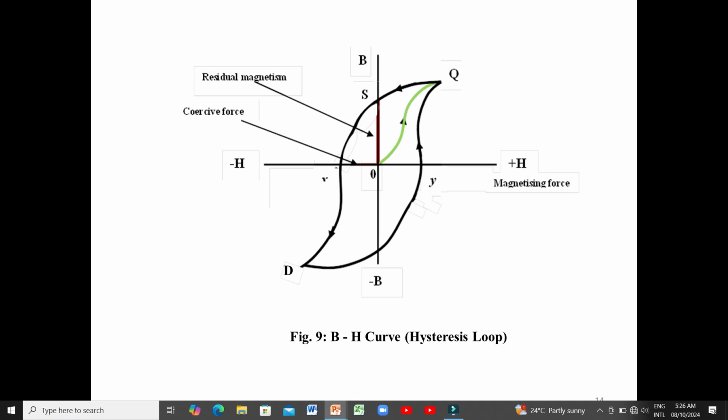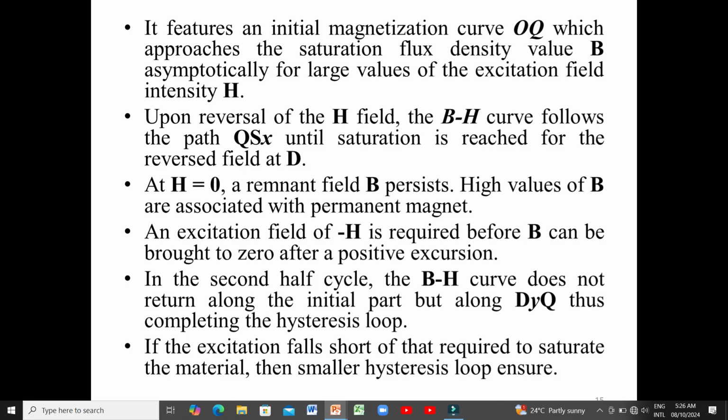If you look at the diagram on Fig 9, it's called the BH curve or the hysteresis loop. Now, let's see how it works. It features an initial magnetization curve, OQ, which approaches the saturation flux density value B asymptotically for large values of the excitation field intensity H.